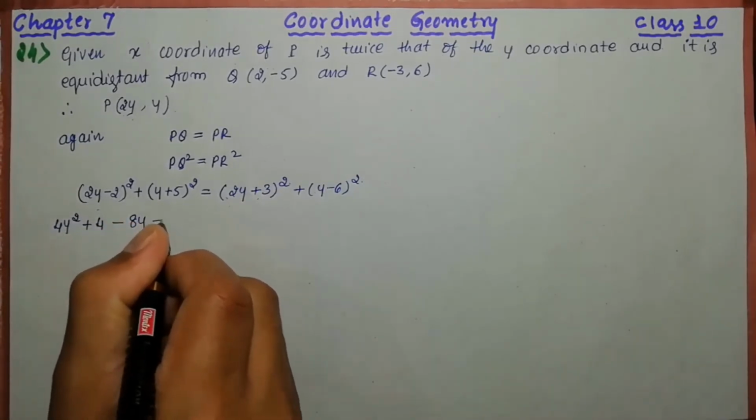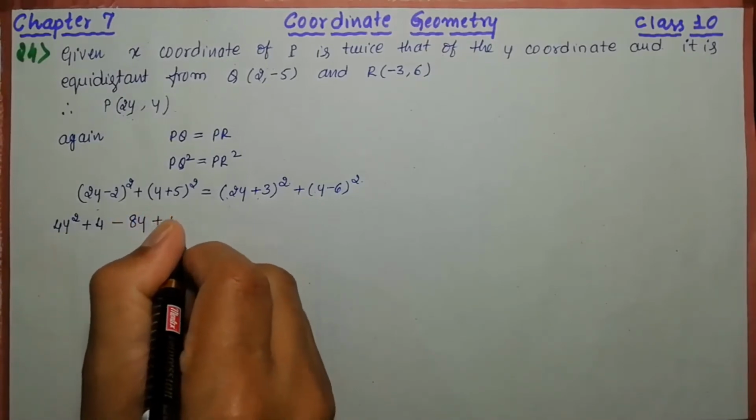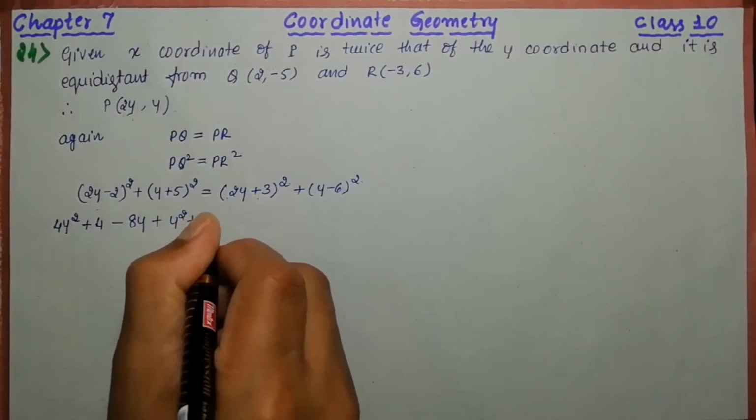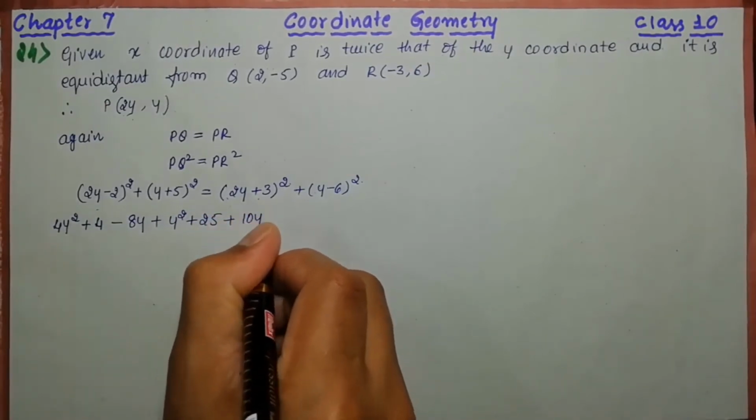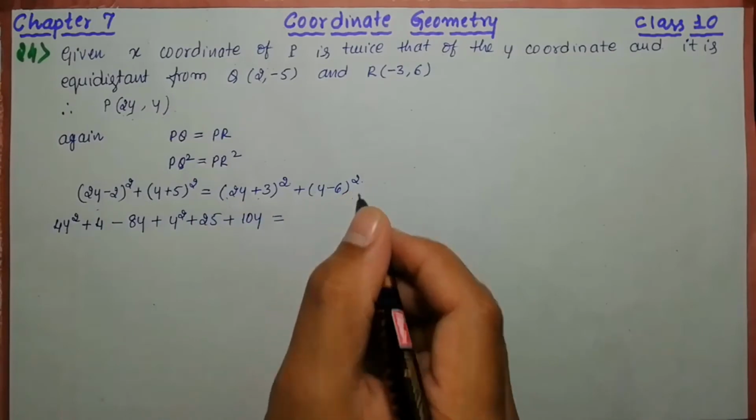Okay, so then plus here, (y plus 5) whole square means y square plus 5 square, which is 25, and then plus 5 into 2, 10y. Okay, like this is equal to... I'm going to expand this one now.